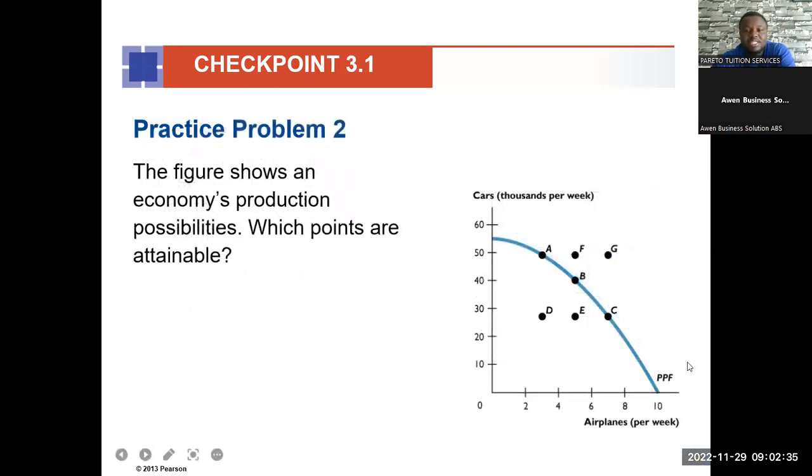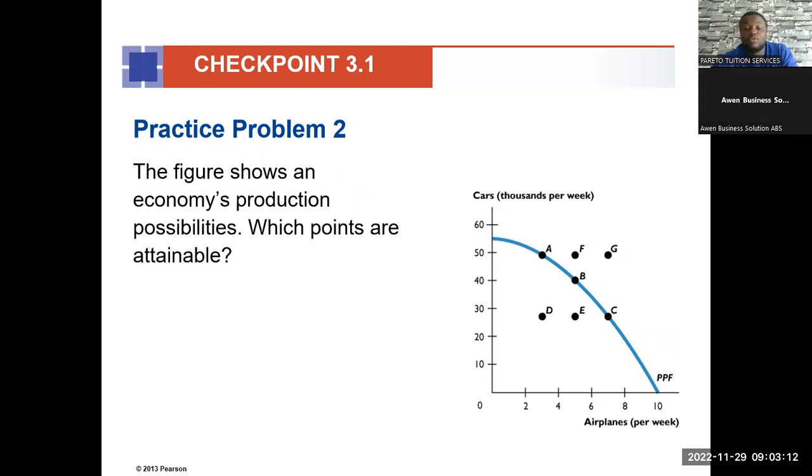Okay. Then now we've been given a PPF for a particular economy. Now the question is, which of these points from point A to G are attainable? Remember we said the PPF gives us some properties. It shows us attainable and then unattainable possibilities. And then it also talks about production efficiency. It gives us possibilities that are efficient and those that are inefficient. And then it also talks about trade-offs and then free lunches.